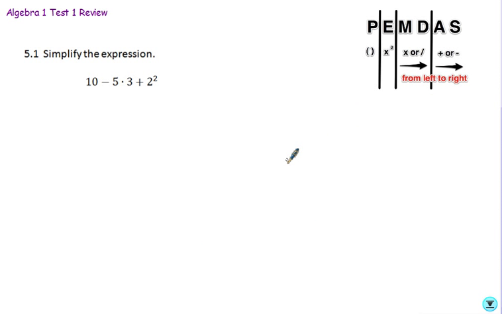Let's take a look at number 5. Number 5 is an order of operations problem, and what we want to be able to do is do this, and there is a specific order. There is a certain order, so we can't just do whatever we want.